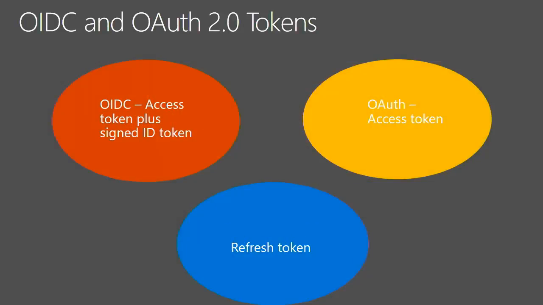There's a number of tokens. One of the problems that OAuth has, it's got all these tokens, but there's nothing that actually tells you about the user. So when they introduced OpenID Connect, they added a new token, the ID token, and the ID token tells you stuff about the user. OAuth has got all the access tokens, and then there's also a thing called a refresh token.